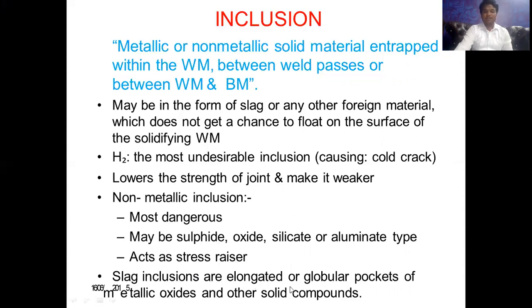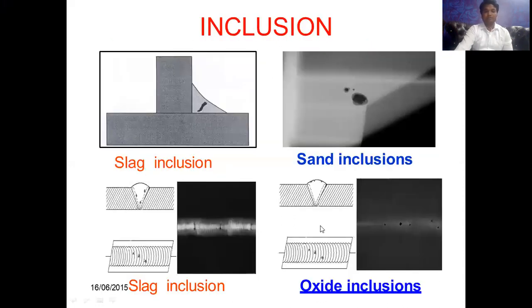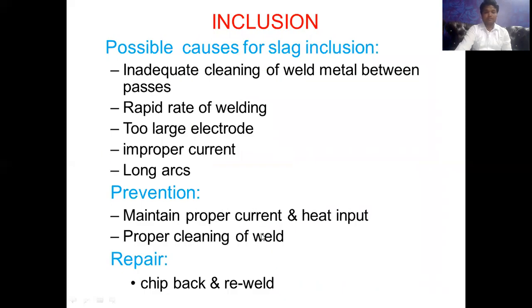Slag inclusions are elongated globular packets of metallic oxide and other solid compounds. You can see the slag inclusions in the diagrams here. These are the slag inclusions. The slag inclusions can be seen in the radiography and in the microscope. These are different slag inclusions.